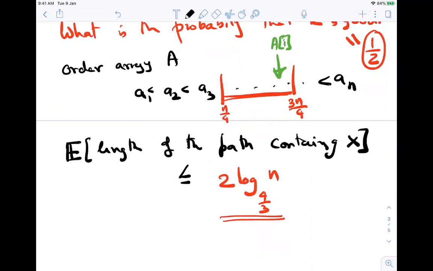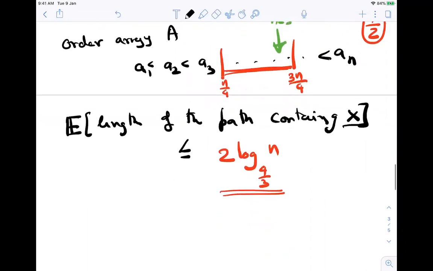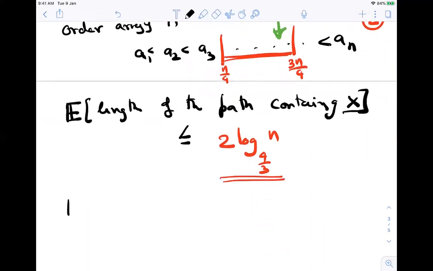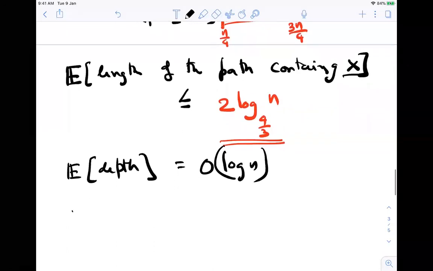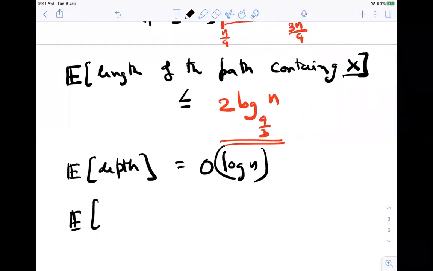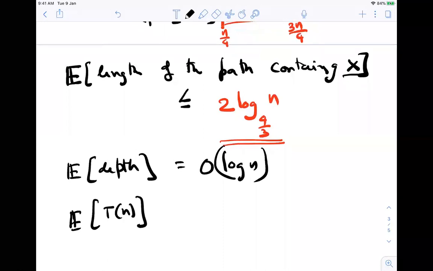So that means this is for any x. And by linearity of expectation, you know that, right? It's not a linearity of expectation. It's kind of this for every I, this is the expected length. So what is the expected depth? So the expected depth is order log n. So the expected value of the T of n is order n log n.